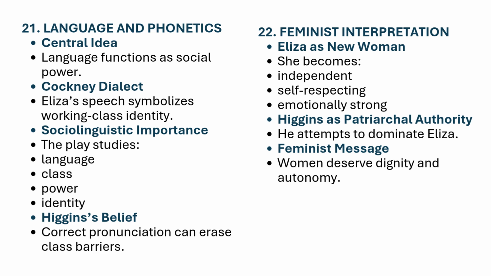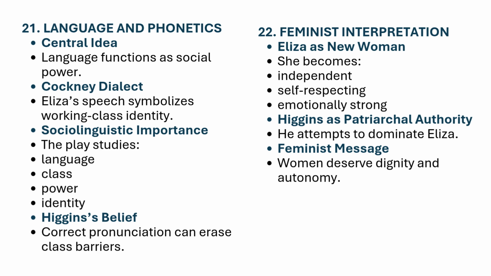Throughout much of the play, Higgins attempts to control Eliza's life. He decides how she should speak. He determines how she should behave. He plans her future without consulting her. In many ways, he represents a traditional male authority figure who assumes he knows what is best for a woman.